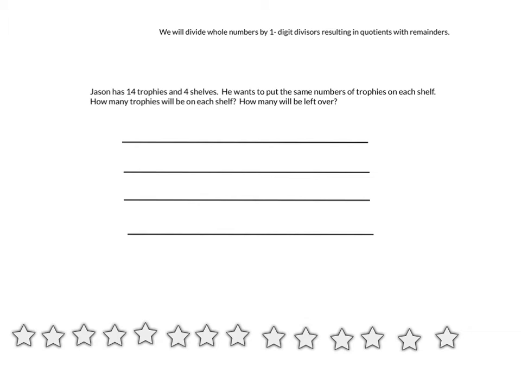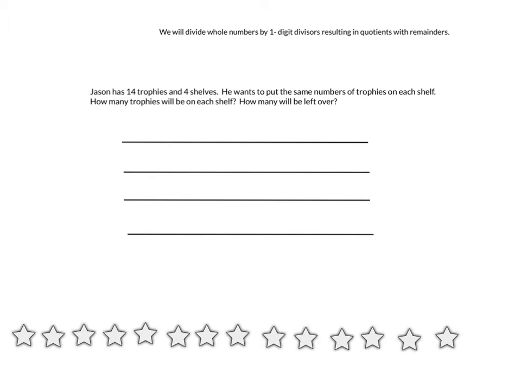Jason has 14 trophies and 4 shelves. He wants to put the same number of trophies on each shelf. How many trophies will be on each shelf? And how many will be left over? So if we take a look, what we know is he has 14 trophies and he wants to put them on 4 shelves and he wants to put equal amounts. That's telling me we're dividing.